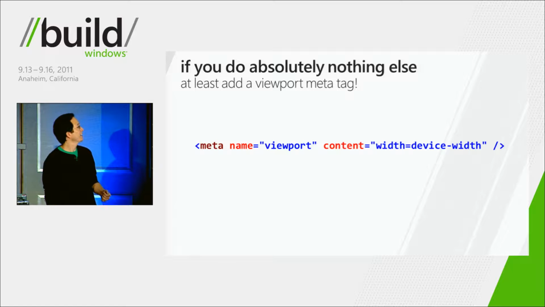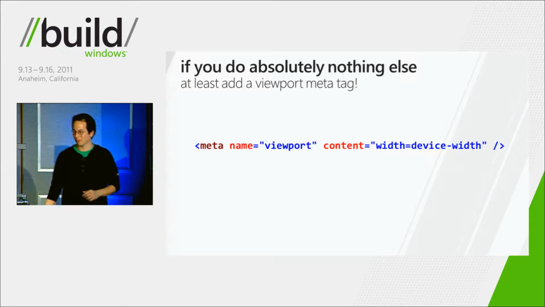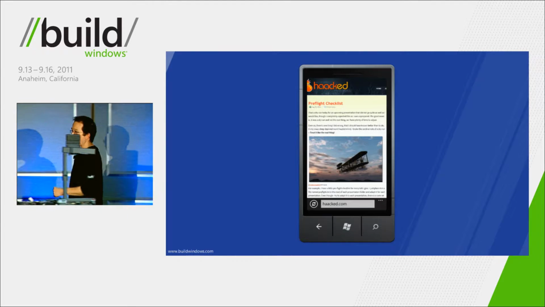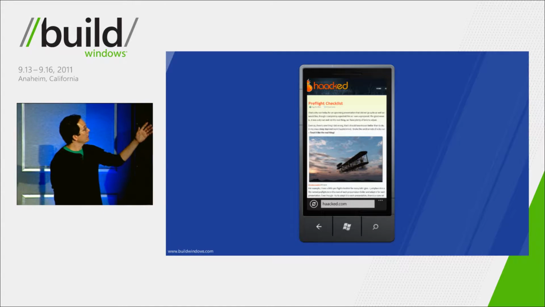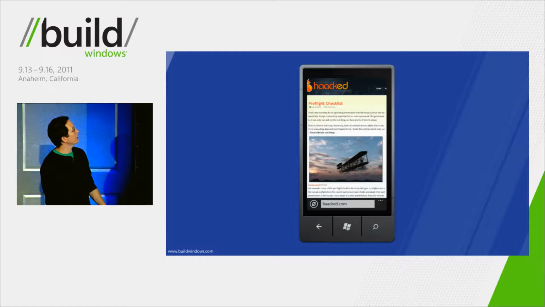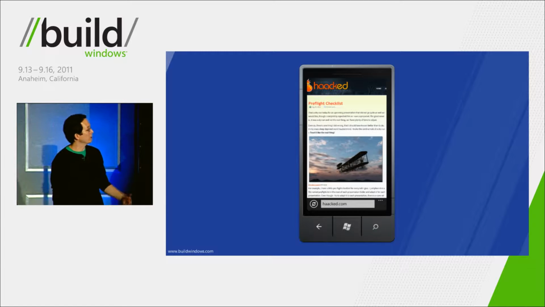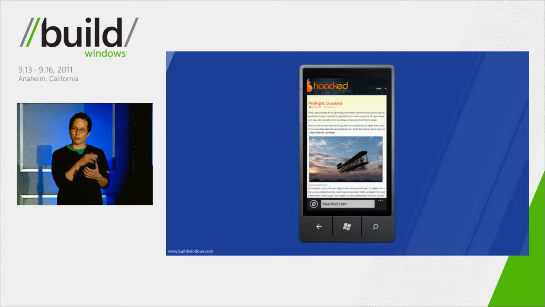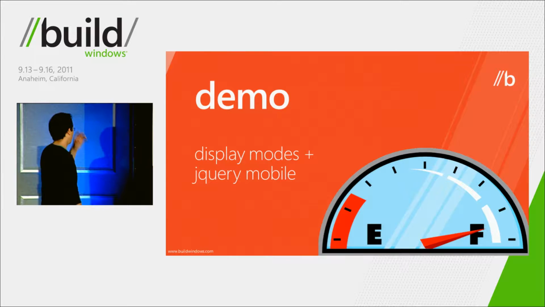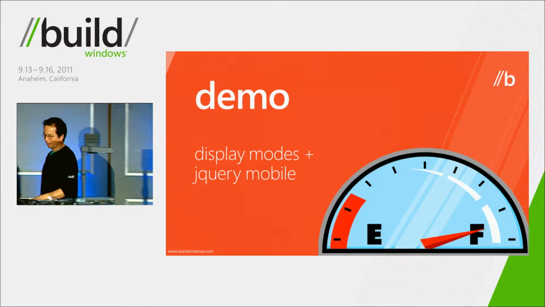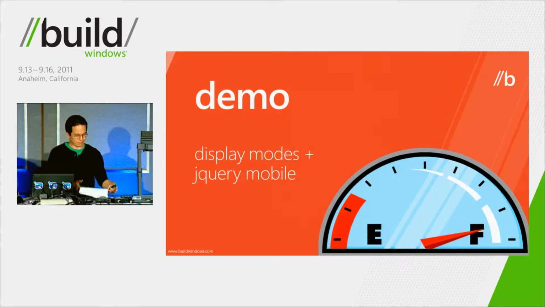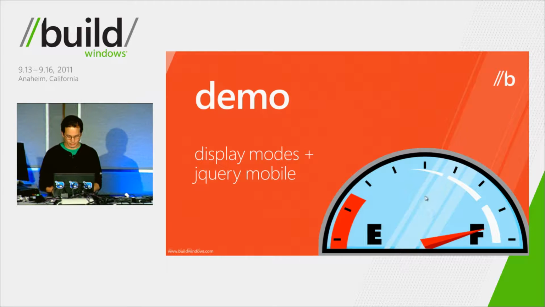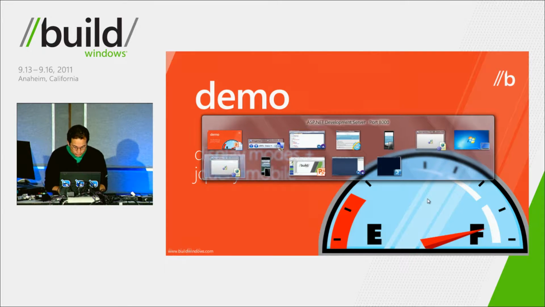So the takeaway right now is if you do absolutely nothing, at least add a viewport meta tag and make sure that things fit nicely in your screen. And so this is an example of just adding the viewport tag to my blog. It now looks like this when you look at it in the mobile device. So by default, it's easy to read. And you can scroll to the right to see all the stuff you don't care about. But that looks nice. So the next thing I want to show you is display modes and jQuery mobile. Let me just do this.